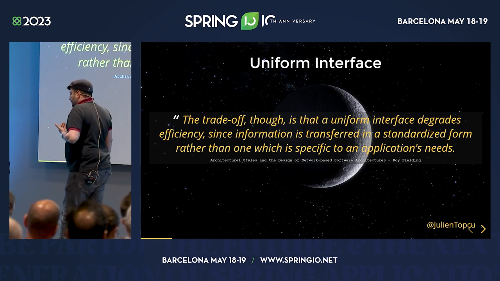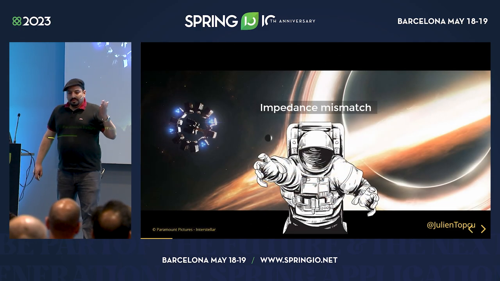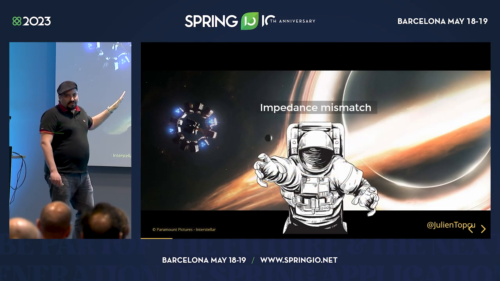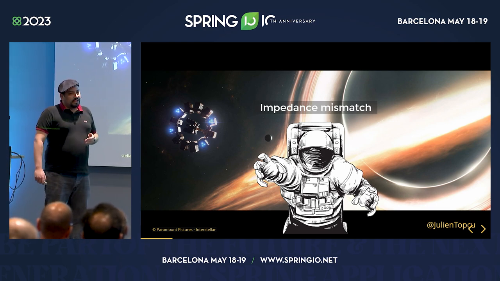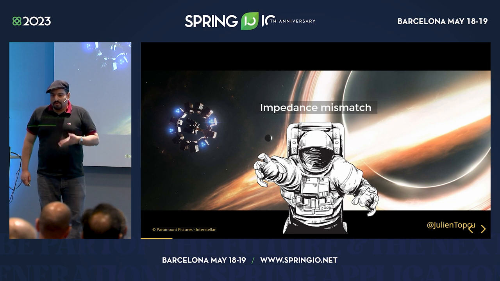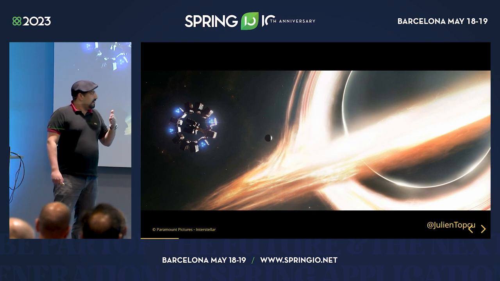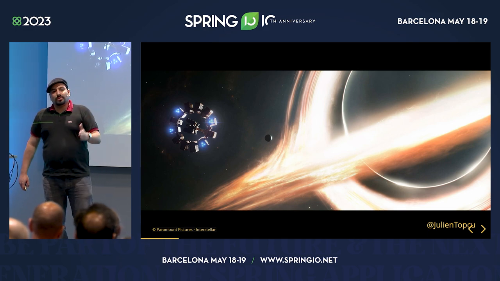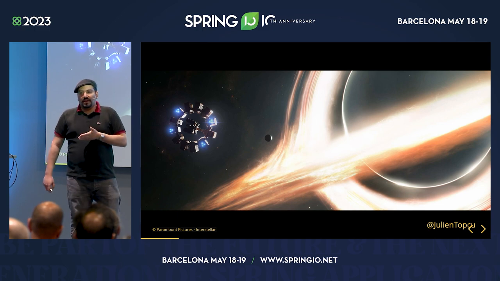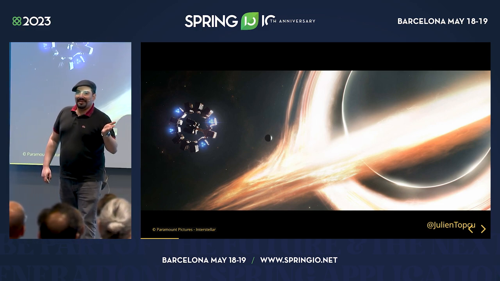So to sum up, let's imagine that that astronaut is the business intent of your backend, and in the back, the black hole is the uniform interface of REST. The result is that all the business intent is engulfed in your REST API, and as a result, you are still creating CRUD APIs, and everything in developer's life is CRUD-based, right?